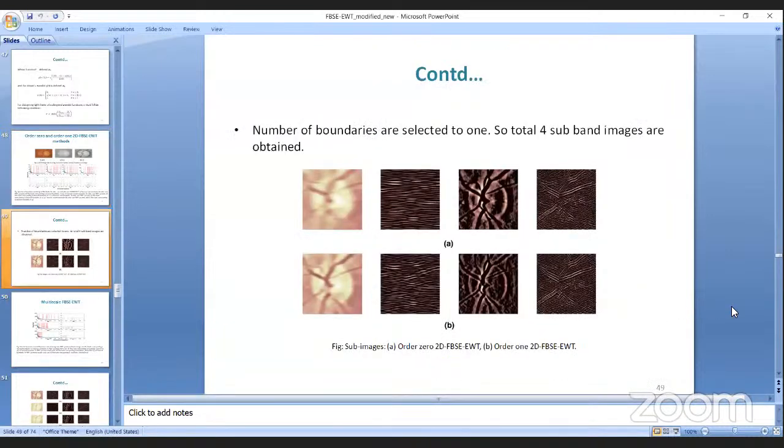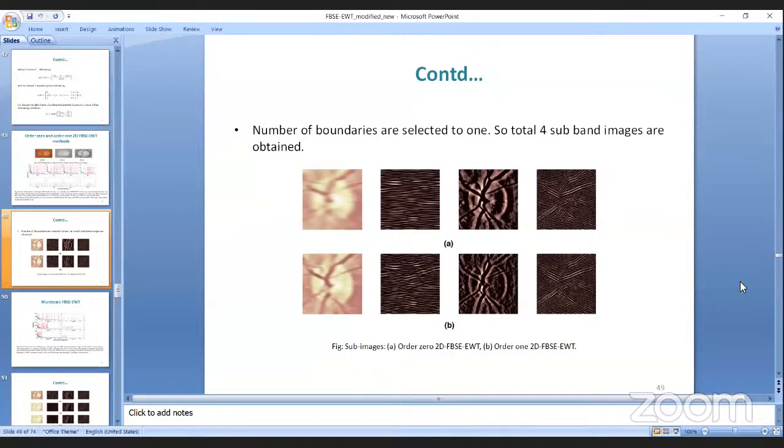In this work, we have selected the number of boundaries as 1, so there will be a total of 4 subband images. Here you can see the order 0 two-dimensional FBSE method, and these are the obtained 4 subband images. And this bottom one shows the 4 subband images obtained using the order 1 two-dimensional FBSE method.